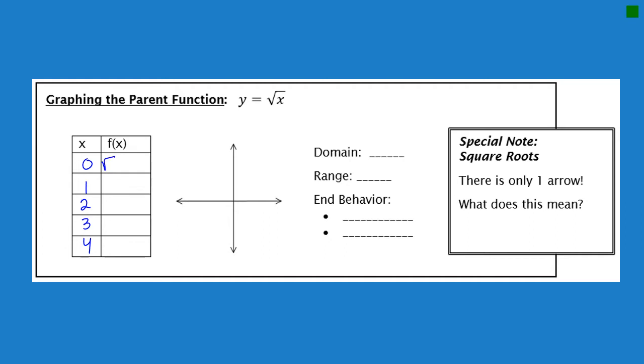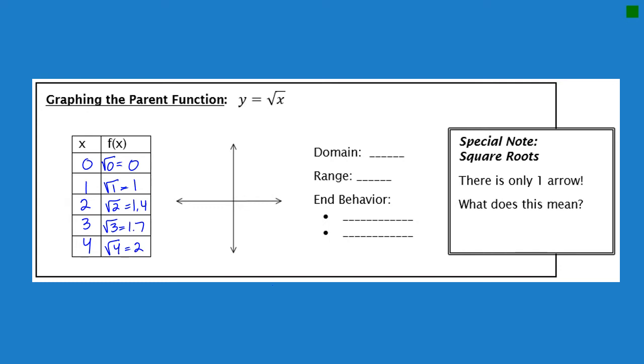Now to complete our table, I have to take the square root of each of my x values. So the square root of 0 is 0. The square root of 1 is 1. The square root of 2, if you put this into your calculator, gives you a really long decimal. I'm going to round it to 1.4. The square root of 3, again, I'm going to round to 1.7. And the square root of 4 is 2.